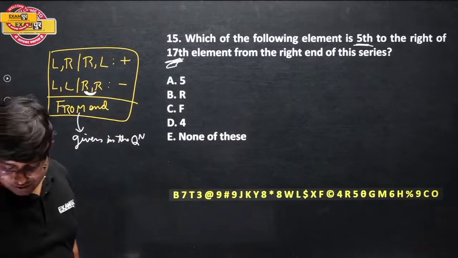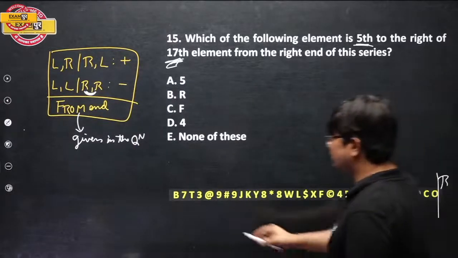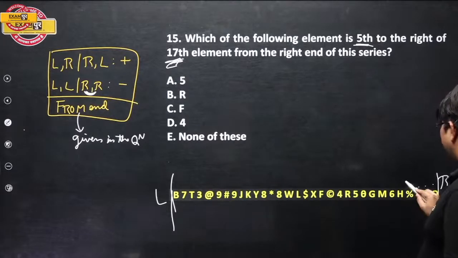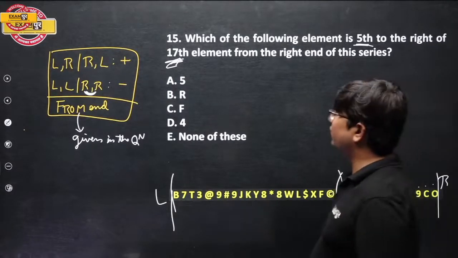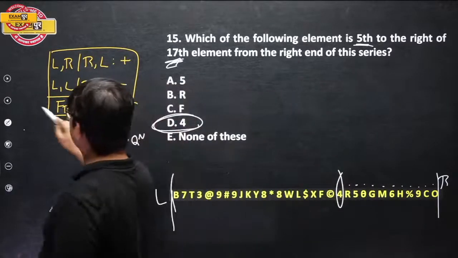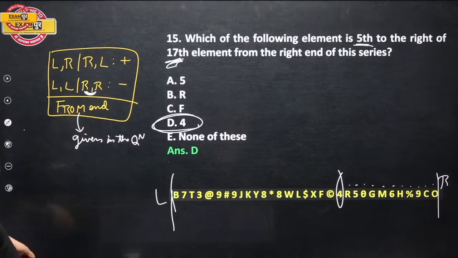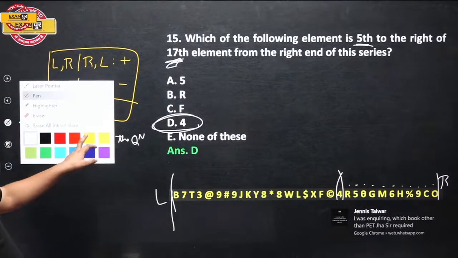And when you check 12th from the right, this is the right end and this is the left end. So 12th from the right is 1, 2, 3, 4, 5, 6, 7, 8, 9, 10, 11 and 12. It's 4 and therefore the right answer is option number D, that is 4. Is it very clear? Fine, is it very, very clear?